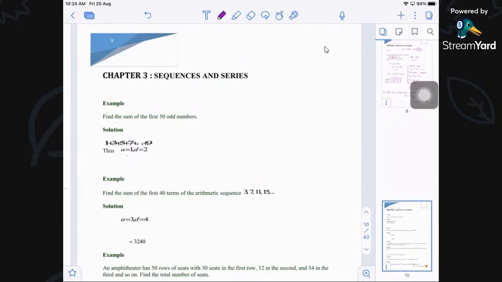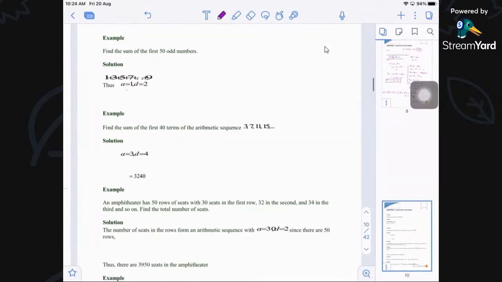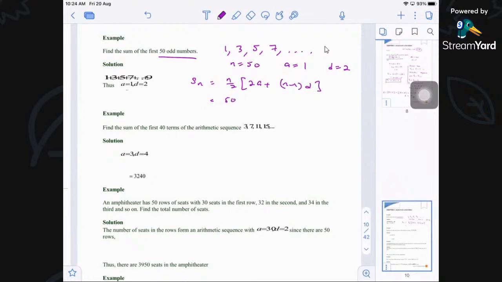Let's carry on. The next one, if they say find the sum of the first 50 odd numbers, you can list down the odd numbers 1, 3, 5, 7, and so on. They tell you n equals 50, then you know that a is 1 and d is 2. So by using the formula Sn equals n over 2 times (2a plus (n minus 1)d), n becomes 50 over 2, 2a is 2 times 1, plus 50 minus 1, that is 49, and d there is 2. Yes or not? d there is 2.